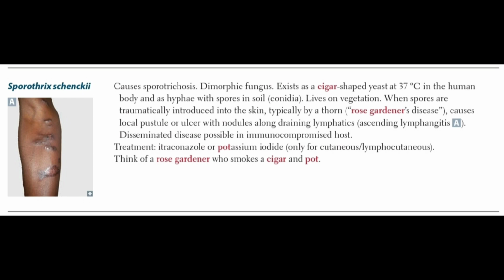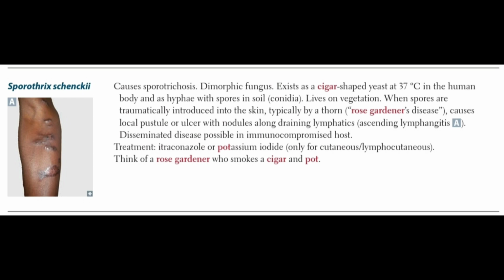Now let us talk about Sporothrix. It causes sporotrichosis. It is a dimorphic fungus. It exists as cigar-shaped yeast at 37 degrees Celsius in the human body and as hyphae with spores in the soil. We also call these conidia. It lives on vegetation when the spores are traumatically introduced into the skin, typically by a thorn, when farmers are grazing or sheep herding.